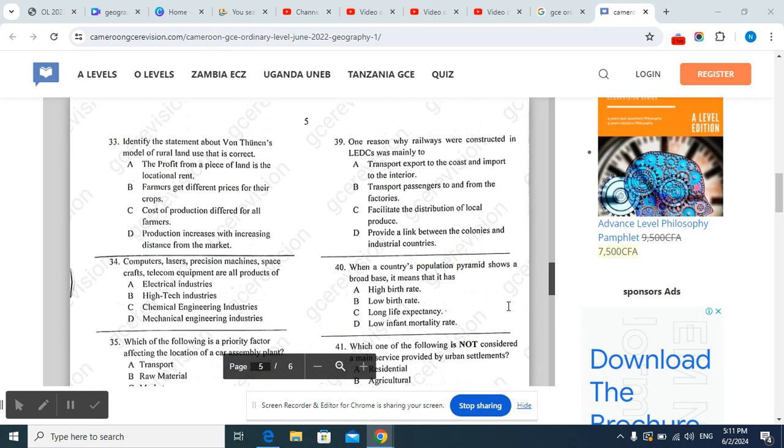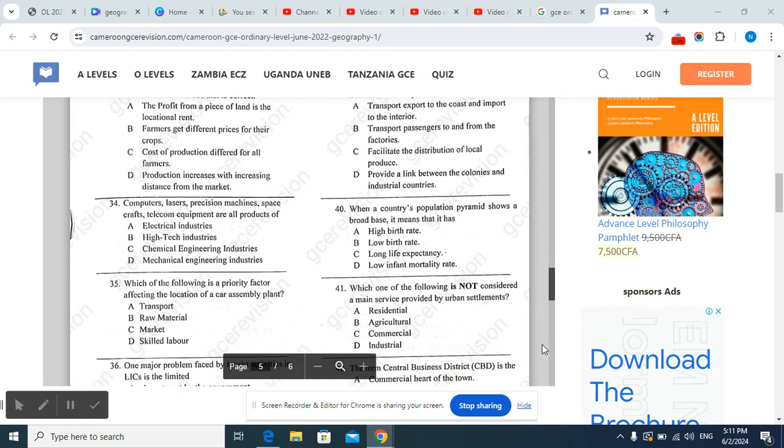Question 41. Which one of the following is not considered a main service provided by urban settlement? The answer is B.